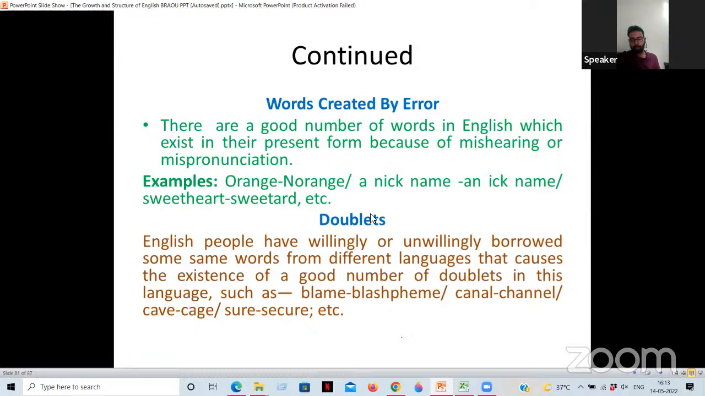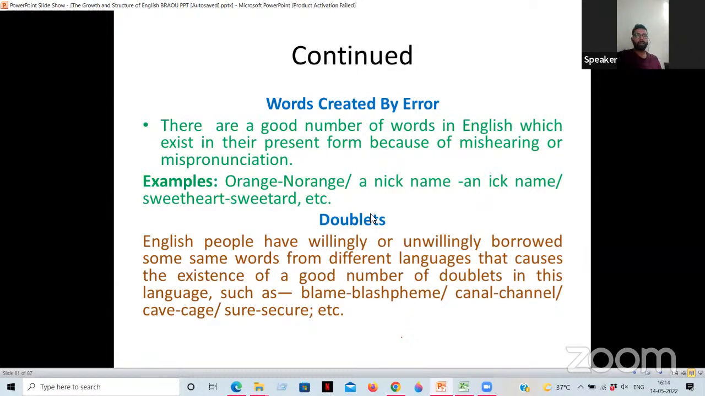Malapropism is the word used by R.B. Sheridan in his play. I don't actually rightly remember the name of the play. The Rivals. Okay, the name of the play is The Rivals. In that play, there was a character, Mrs. Malaprop. She used to mispronounce words, and this particular thing has now come into existence and become a literary term. And that is also another form of creating new words.